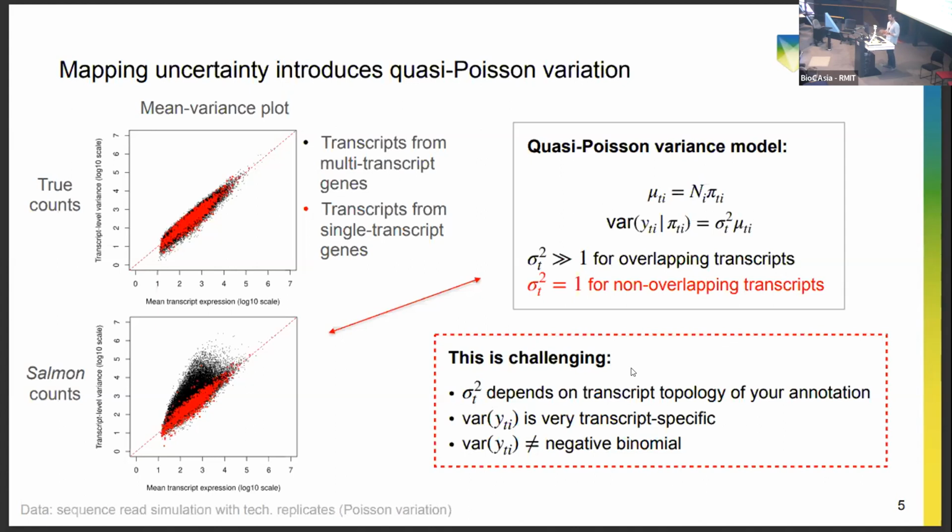First of all, because sigma square, or mapping ambiguity over-dispersion, depends on the topology of a transcript in your annotation. And the variance function that's marginal to the abundance that we really care about is now very transcript specific, and of course, no longer a negative binomial variance that we usually assume in gene level analysis.